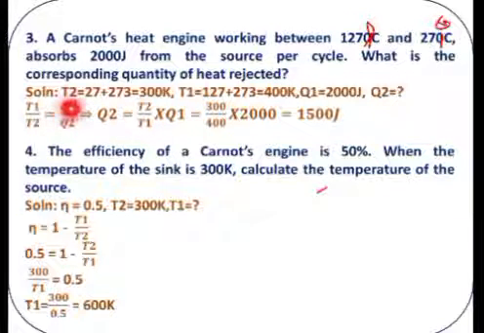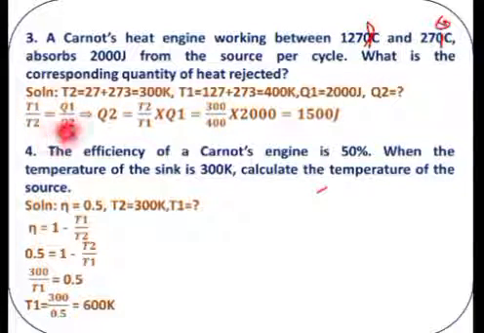So now T2 is how much? T2 is 27 degree Celsius. We have to convert that degree Celsius to Kelvin by adding 273. So 27 plus 273 is equal to 300 Kelvin. Similarly T1 is 127 degree Celsius, so we have to add 273 to this value. Total it is 400 Kelvin. Now what is Q1? Q1 is 2000 joule. What is Q2? We have to search for the Q2 value here.